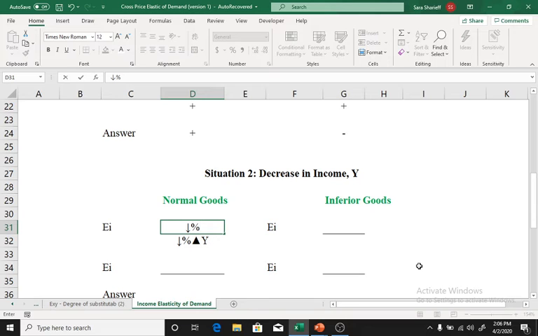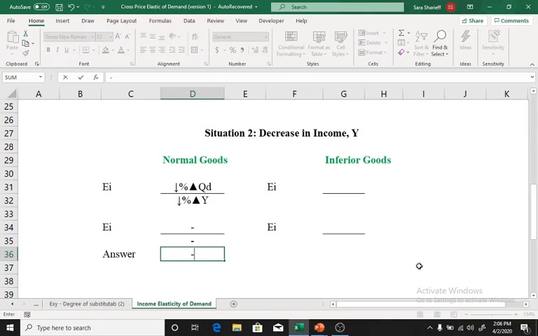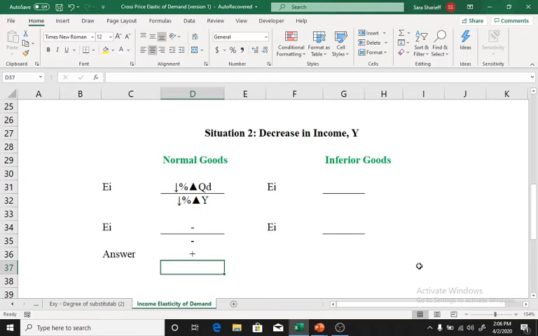There will be some percentage decrease in quantity demanded. Once again, a negative number divided by a negative number is a negative number. We arrive at the same conclusion. Positive number. Normal goods have a positive income elasticity of demand.